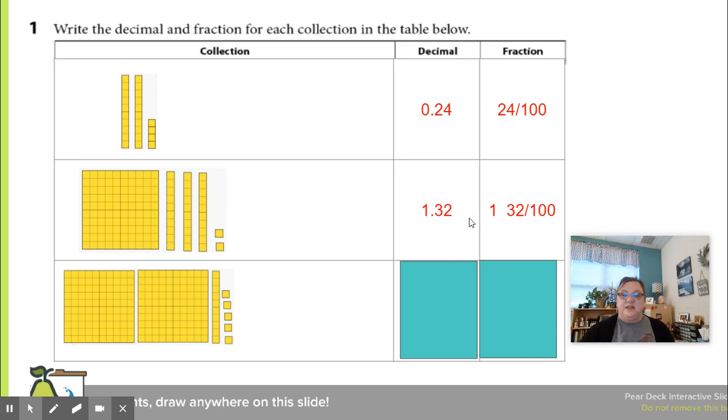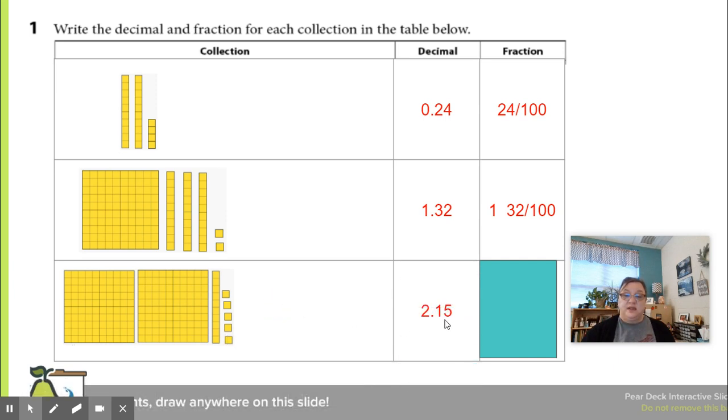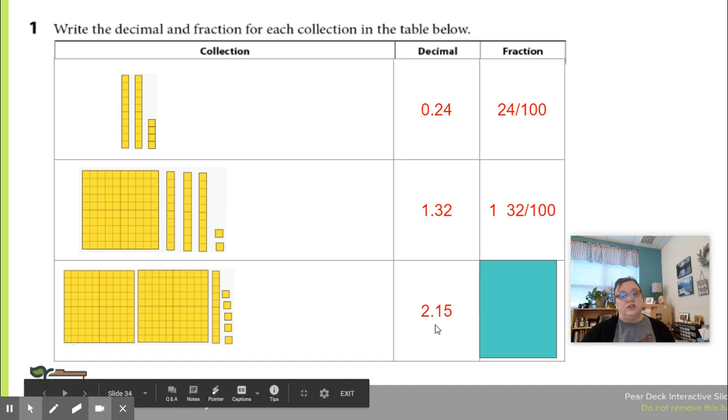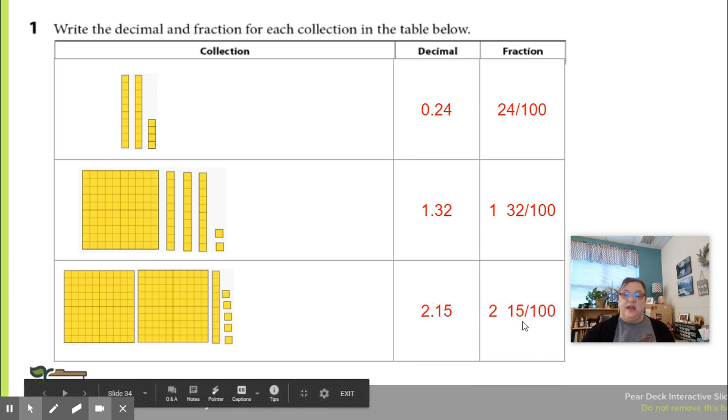Ready? So we have 2 in the ones place. Then we have a decimal point. Then we've got 1 tenth. And how many hundredths? 1, 2, 3, 4, 5 hundredths. So our number is 2 and 15 hundredths. So write that as a fraction. It's going to be a mixed number again because you have a whole number and you have a fraction. 2 and 15 hundredths, 15 over 100. So it should look like this, 2 and 15 over 100, 2 and 15 hundredths.